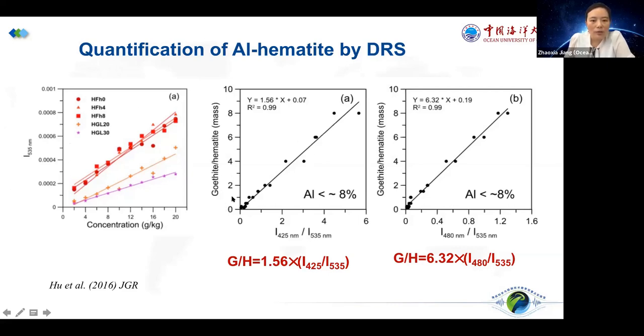So based on these samples, we get the standard equation for the quantification of hematite and goethite. This is based on the second derivative curves of DRS, and this is based on the first derivative curves. So this means that based on the magnetic and DRS methods, we can identify and quantify aluminum hematite.